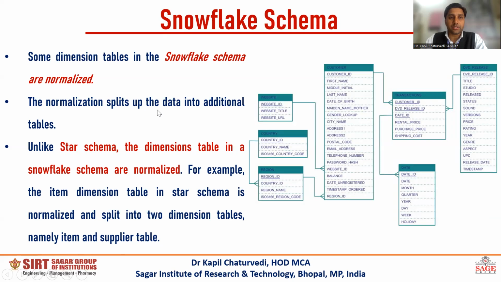The normalization splits up the data into additional tables. Unlike a star schema, the dimension tables in a Snowflake schema are normalized. For example, the item dimension table in a star schema is normalized and split into two dimension tables, namely item and supplier table. This is not a fixed example. You can make your own example to represent that. You just have to normalize one of the tables. That's it. That way is known as a Snowflake schema.